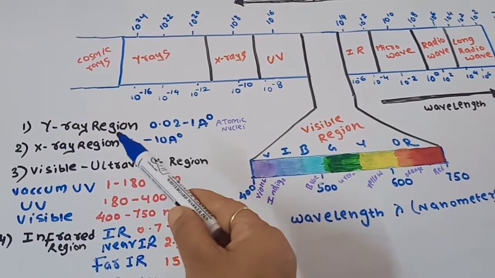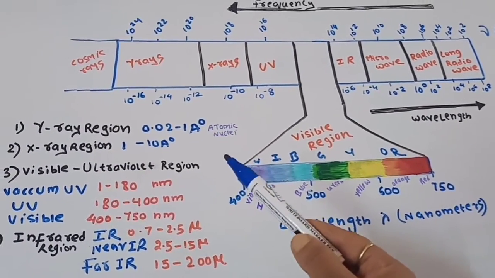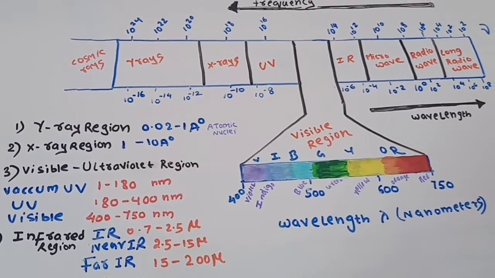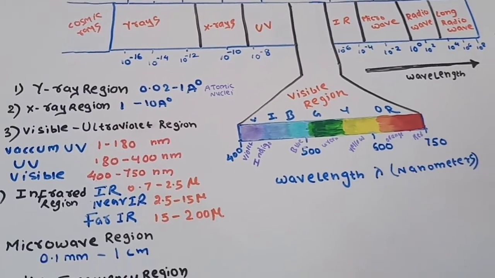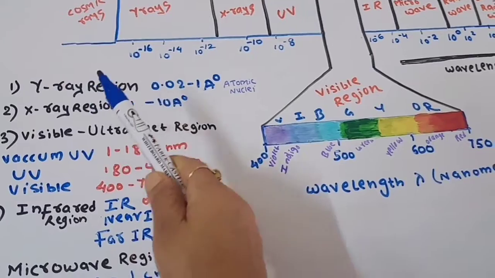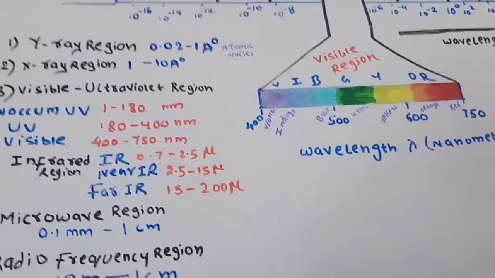Where do we get gamma rays from? You have already studied nuclear chemistry. We know alpha, beta and gamma radiation. So the gamma radiation source is our atomic nuclei.